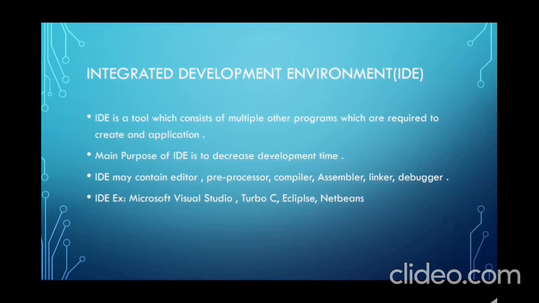So why do we use an IDE? An IDE is a tool which consists of multiple other programs which are required to create applications. The main purpose of an IDE is to decrease development time. So for writing a program and developing an application, we need some software, that is an IDE. It is a tool. An IDE may contain an editor, preprocessor, compiler, assembler, linker, debugger. Examples of IDEs are Visual Studio, Turbo C, Eclipse, NetBeans.